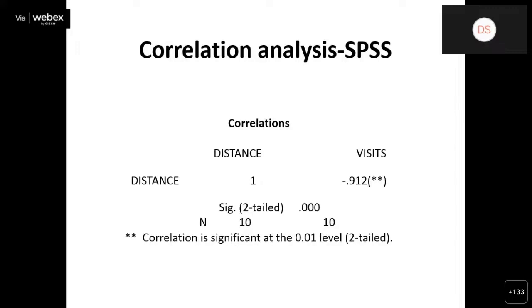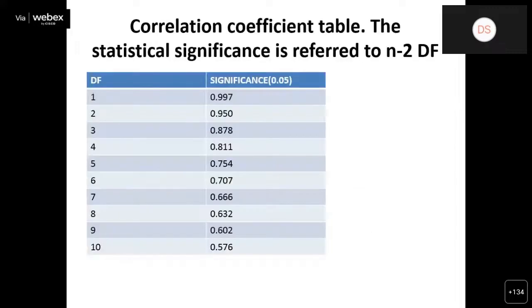They put 2 stars. Two stars indicate it is significant at the 0.01 level. If there is only 1 star, it indicates significance at the 0.05 level. And if there are 3 stars, it indicates significance at the 0.001 level. And the 2-tailed significance is what we are looking for. This is the statistical significance, how you should look at the correlation table value.